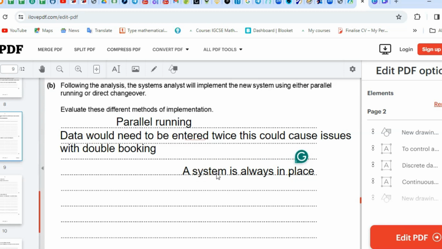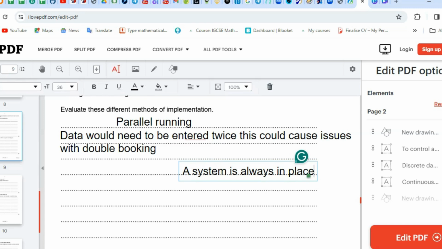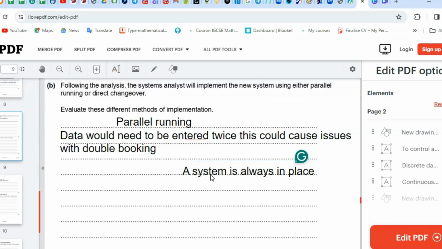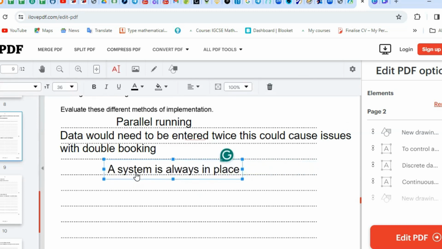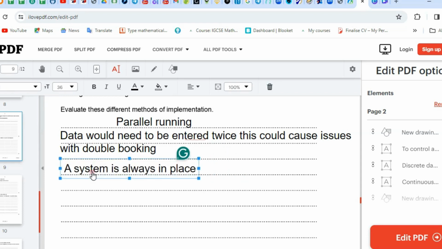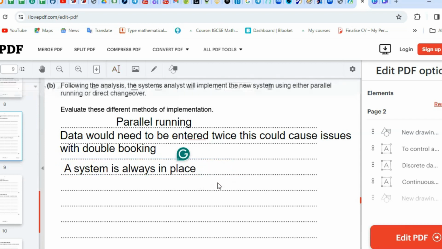We have others. I'll just read them out for you so that you understand it is not limited to these two. Another one is, in parallel running, if the new system fails, the old system is still available. Since we are entering the data twice, if the new one fails, the old one is still available. Staff can be gradually trained on the new system, which takes a longer time.